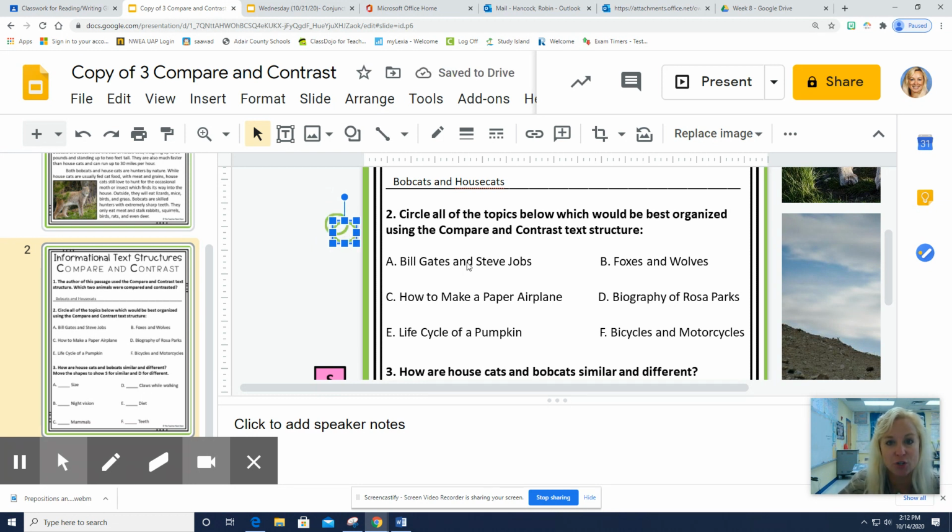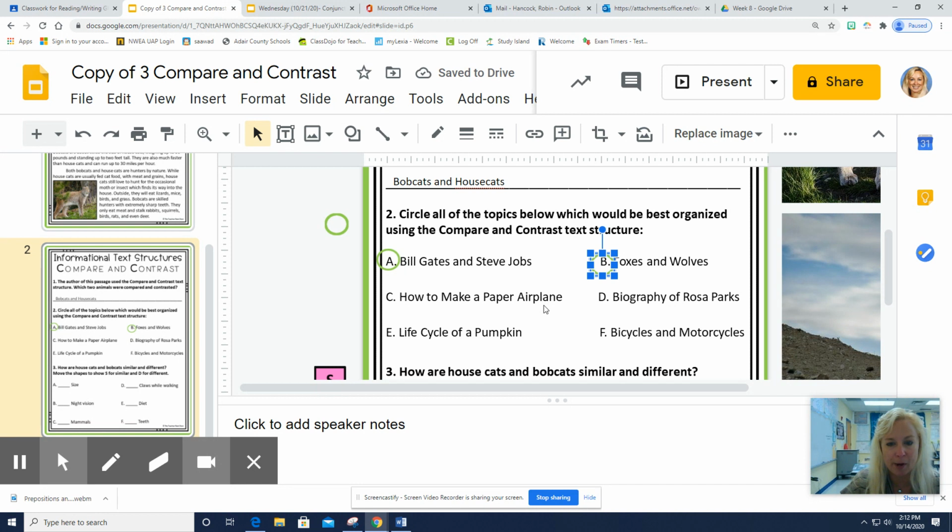Bill Gates and Steve Jobs. Okay, there's two subjects. So I'm thinking that they will be compared and contrasted. Bill Gates was the leader of Microsoft, and Steve Jobs was the leader of Apple. So they're probably going to compare those two men and their careers. Let's see. B, foxes and wolves. Again, two subjects. So it would look like that they would compare how foxes and wolves are alike and different.